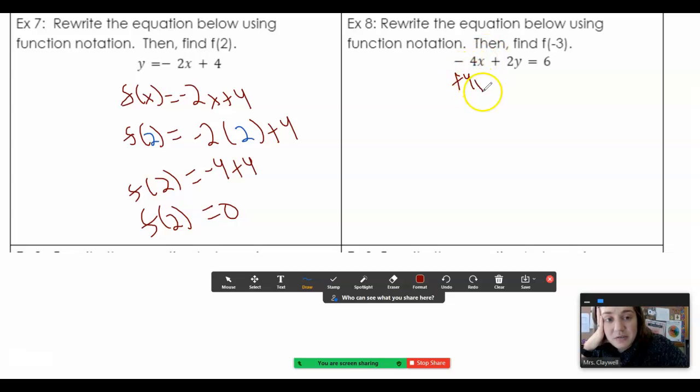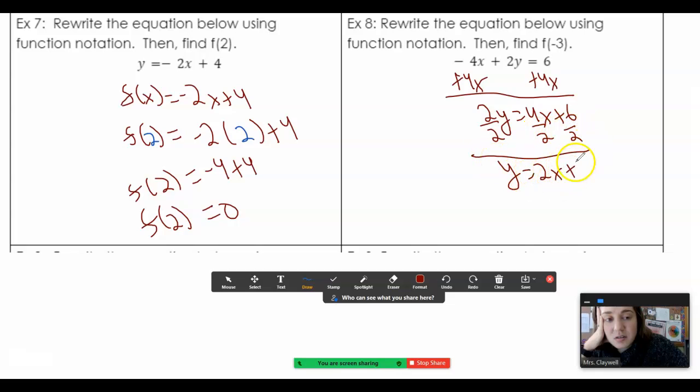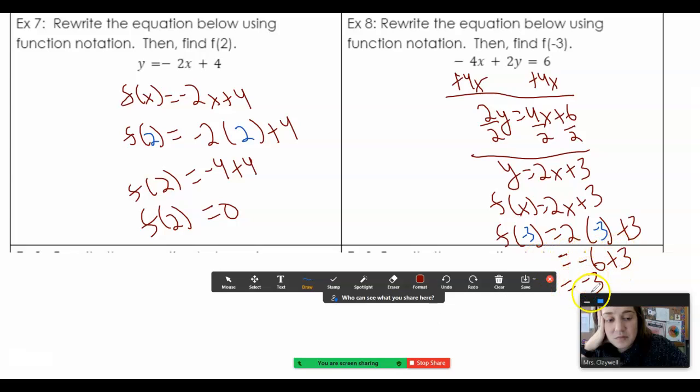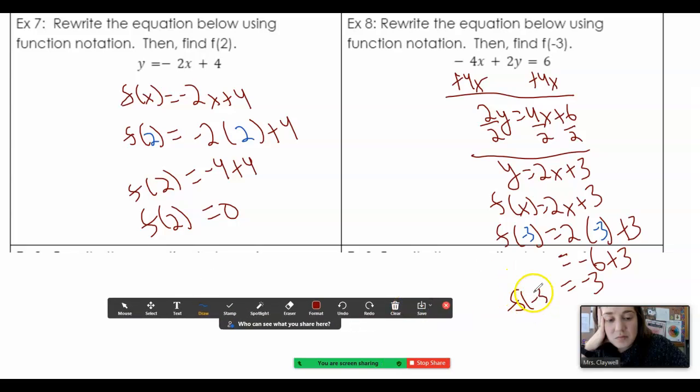So I need to get y by itself first. So then f of x equals 2x plus 3. So f of negative 3 equals negative 3.